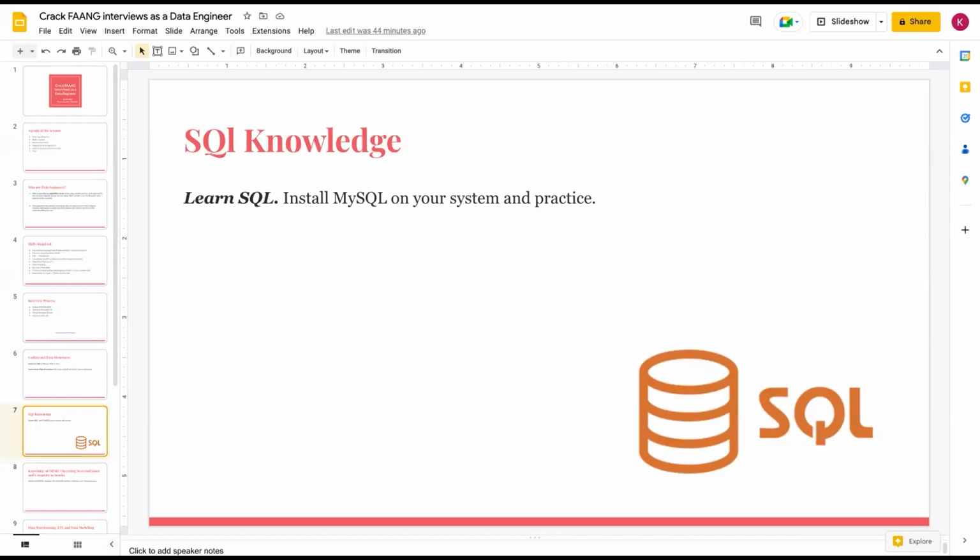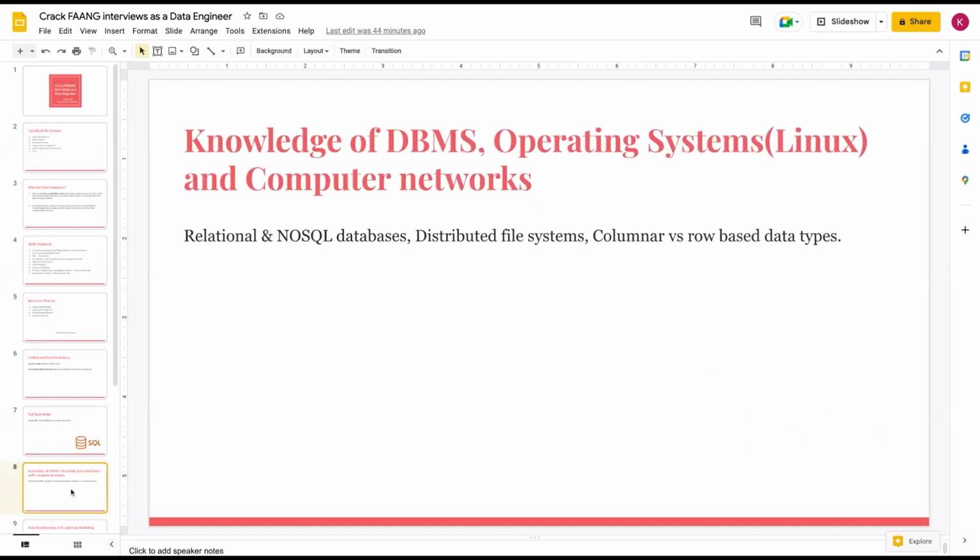So SQL knowledge, that is basically the scripting round where you'll be given lots and lots of SQL to write, and also there will be some questions around the Spark basics. There will be some questions related to Python. So this is basically the SQL part that you need to work on.